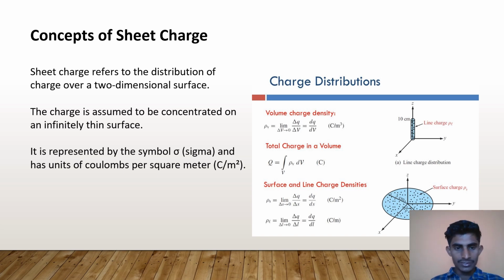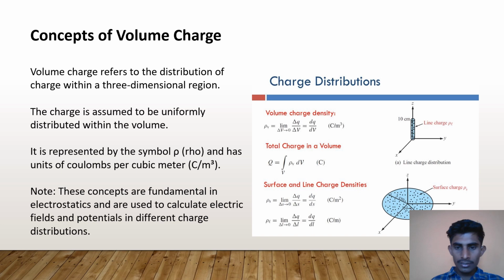We have some equations. The line charge is represented by lambda, and the sheet charge is represented by sigma, and has the unit coulomb per square meter. In the line charge we have coulomb per meter, and here in the sheet charge we have coulomb per meter square. We can observe the same equation we saw in the line charge.